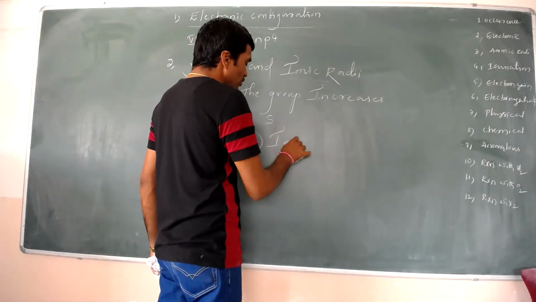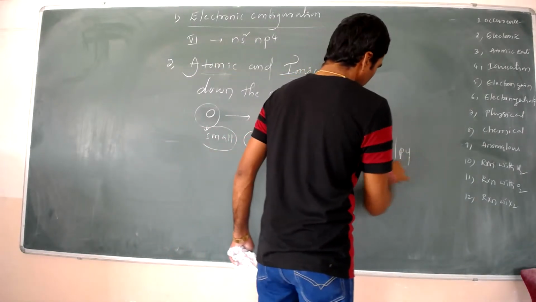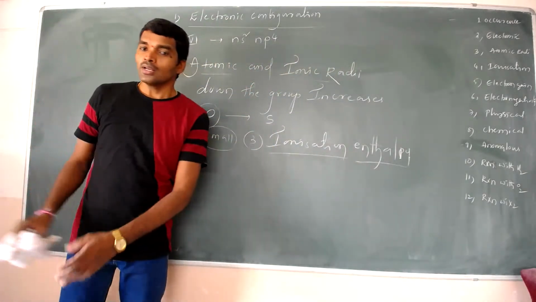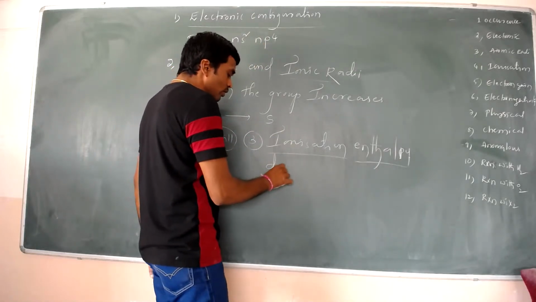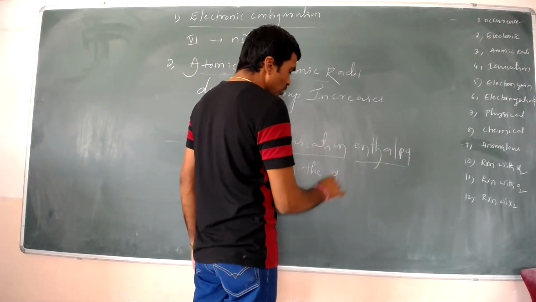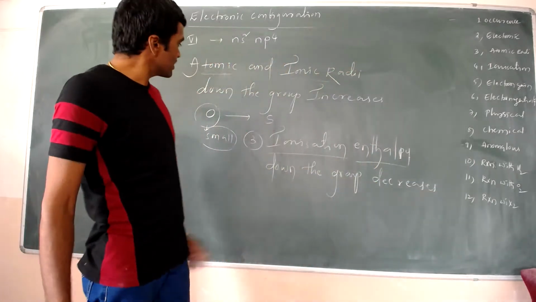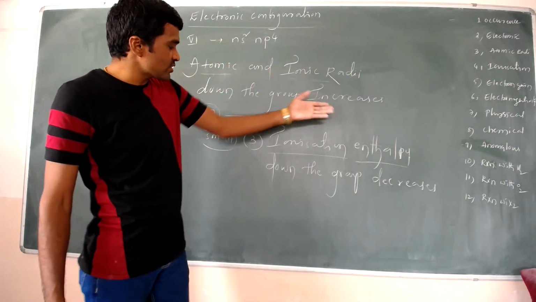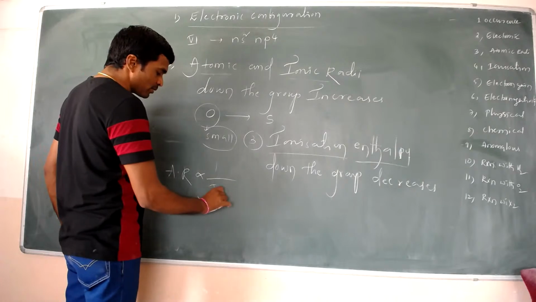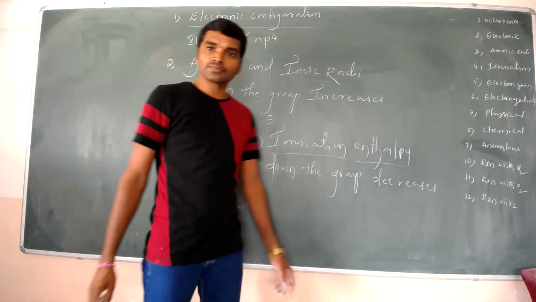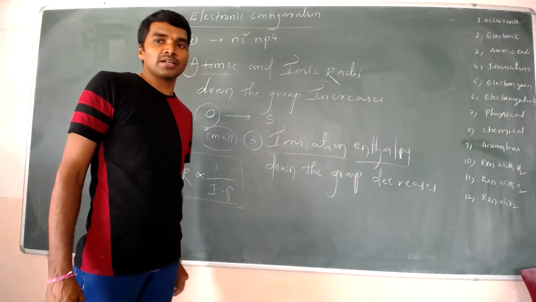Ionization enthalpy of these group elements decreases down the group. Here the relation is that as atomic radius increases, ionization enthalpy decreases. So atomic radii is inversely proportional to ionization potential.